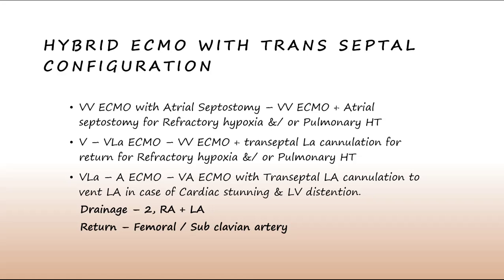See this second type of configuration, V-VLA ECMO. That means it's a VV ECMO, and then there is a return cannula placed in the left atrium. So you do a transseptal puncture and place a left atrial cannula also. So instead of just depending upon the transseptal puncture, you place a cannula in the LA and give the blood into the LA. So technically the indication is the same, but the only thing is you're adding a cannula here.